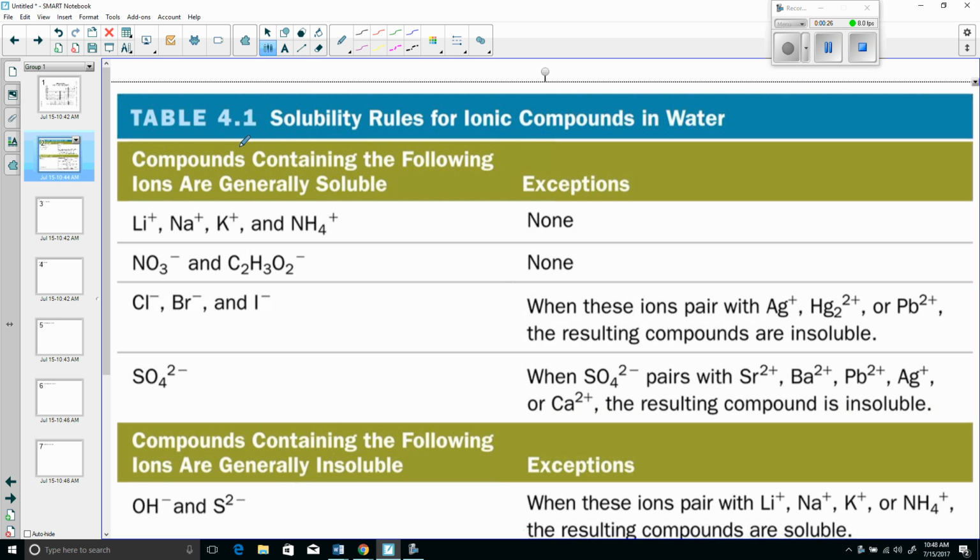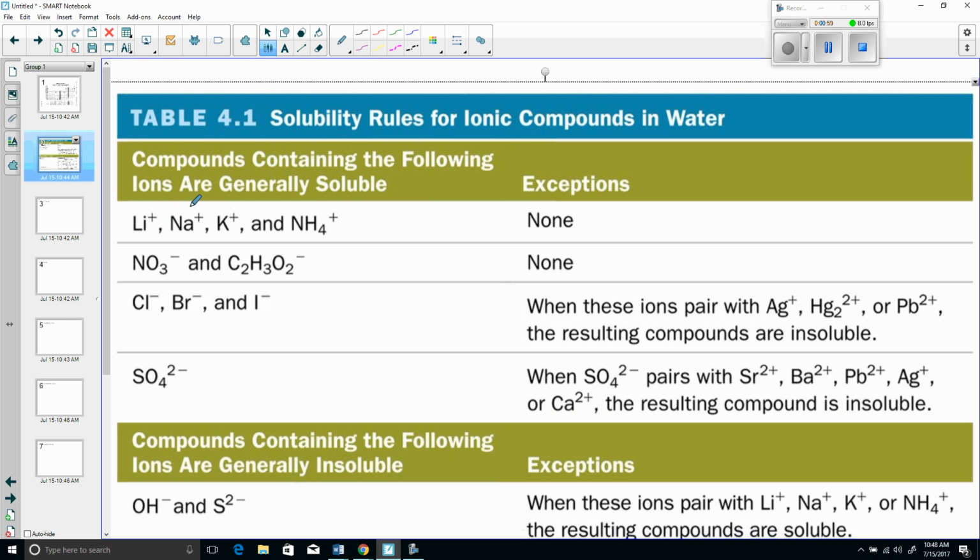Before we get started, let's go ahead and learn how to read this solubility chart because it's very important in helping us determine the physical state of each of the products in this first problem. There are millions of charts like this, but they all say the same thing. At the top, in green, it says compounds containing the following ions are generally soluble. These substances are generally soluble, but there are some exceptions.